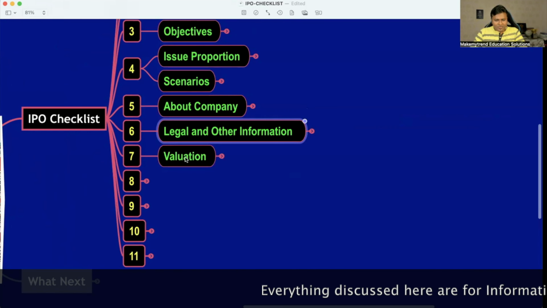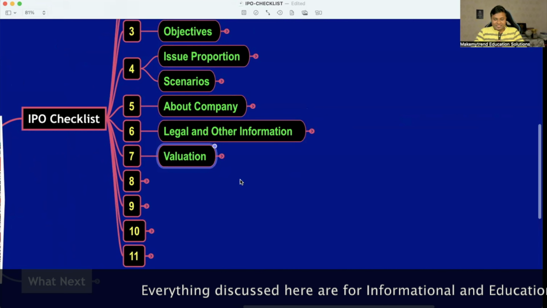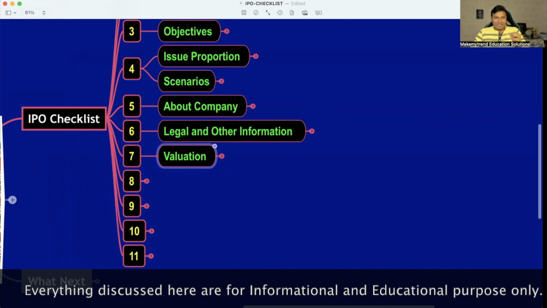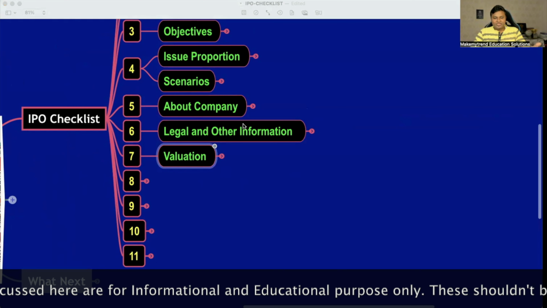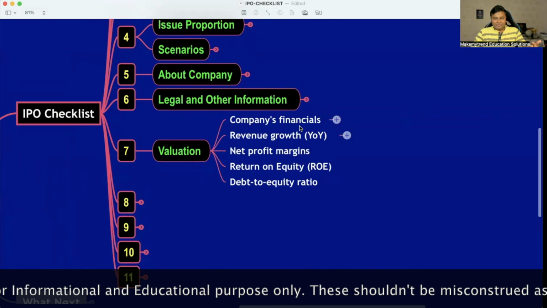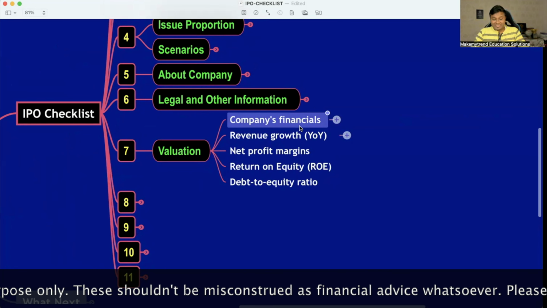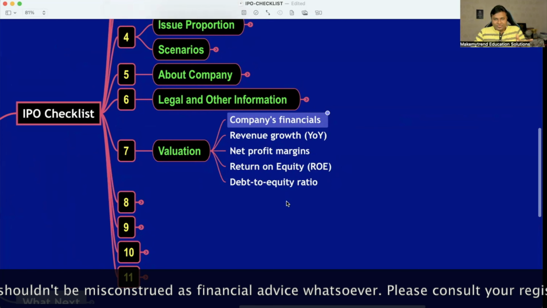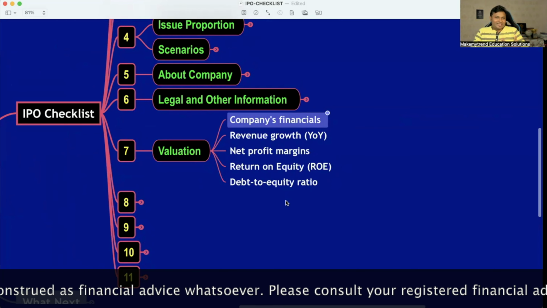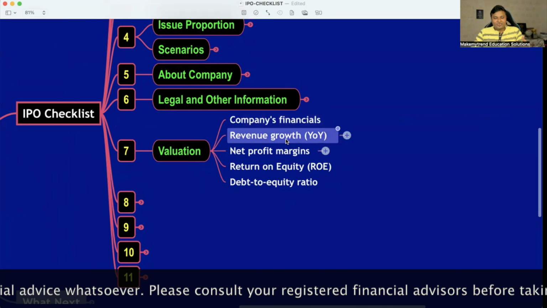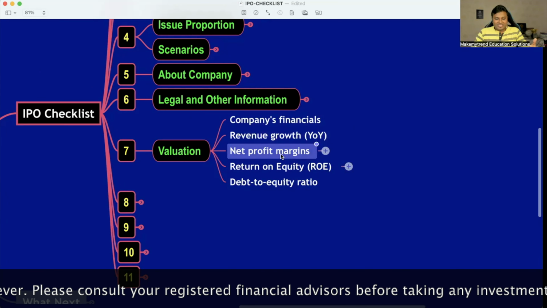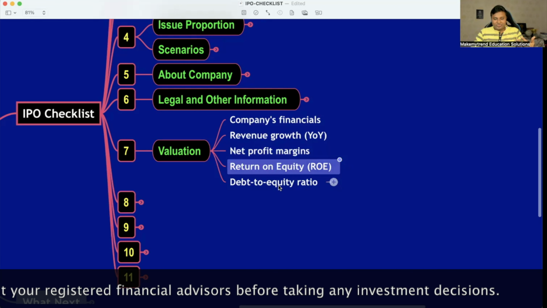Now, the seventh and very important thing before applying for any of those IPOs: we must know the valuation of the company. In terms of valuation, you should look into the company's financials. They will be sharing all the details in the Red Herring Prospectus itself. After going through it, you can get details such as revenue growth year on year, net profit margin, return on equity, and of course, the debt to equity ratio.